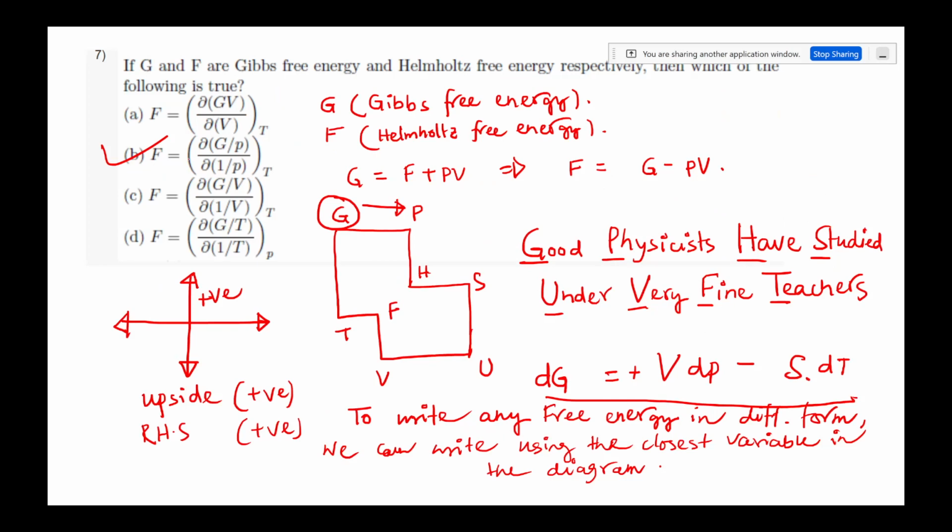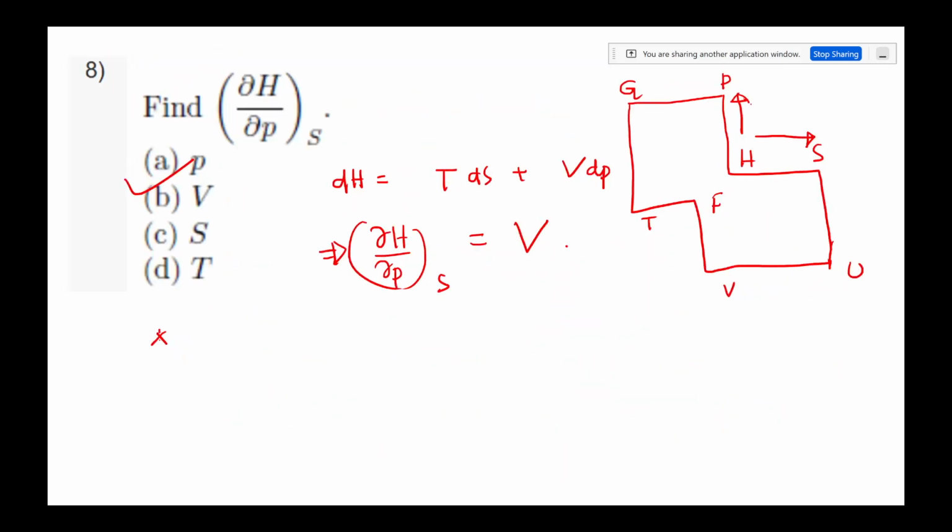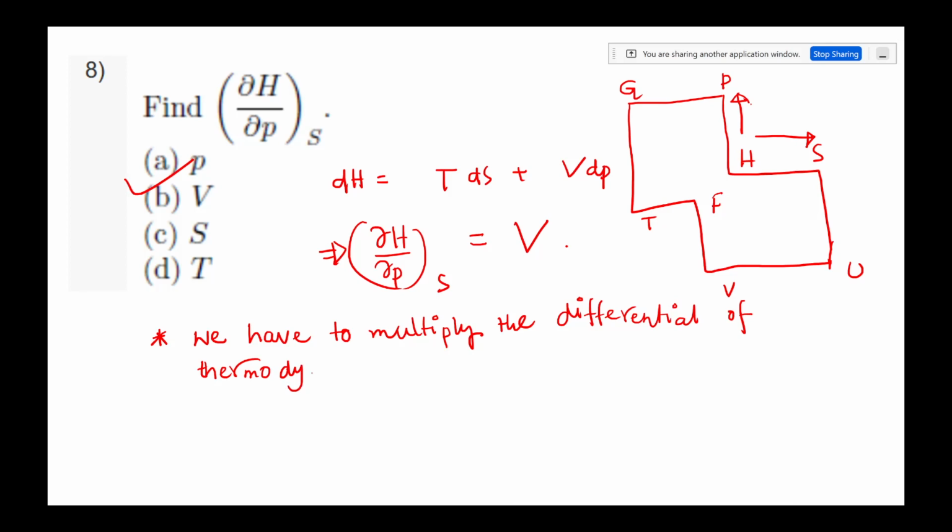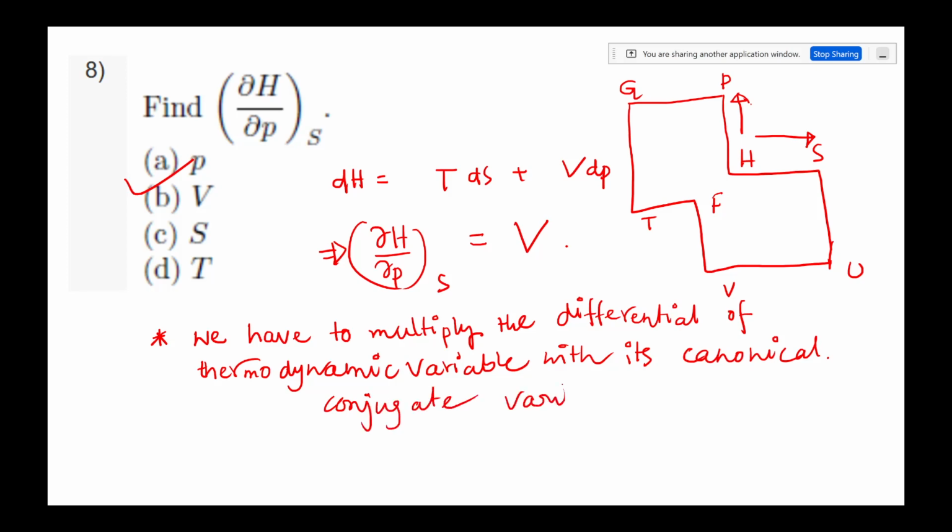So let me write here. So we have to multiply the differential of thermodynamic variable with its canonical conjugate variable.